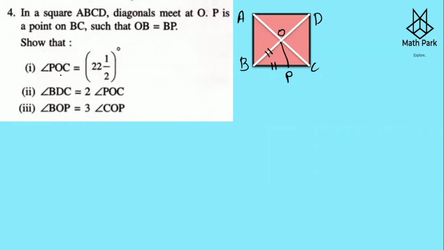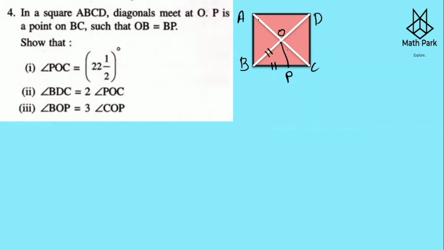You have to show that angle POC is 22.5 degrees, angle BDC is equal to twice angle POC, and angle BOP is equal to thrice angle COP.